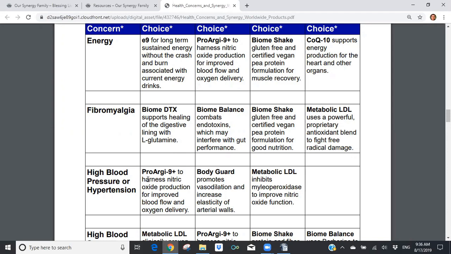Metabolic LDL inhibits myeloperoxidase to an even greater extent than what ProArginine Plus does. But it doesn't necessarily increase nitric oxide production specifically through L-arginine, because there is none in there. So I would always first choice ProArginine Plus.